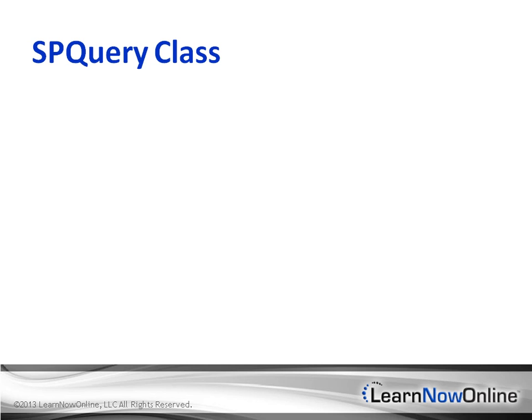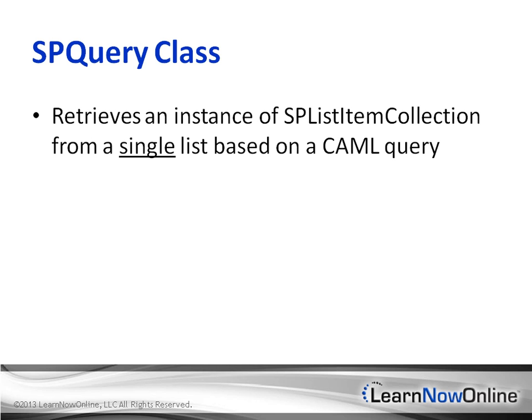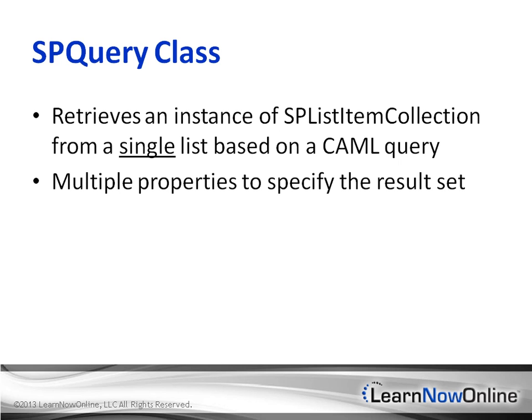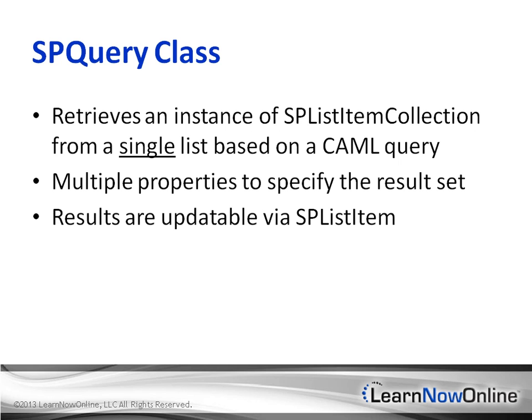The first class that we talked about, the SPQuery class, allows us to retrieve an instance of an SPListItemCollection from a single list. That's the distinguishing point of the SPQuery, based on a CAML query. It has multiple properties to specify the result set. Since you're getting back an instance of an SPListItemCollection, those results are updatable. So you can actually iterate through those items and do updates on them.